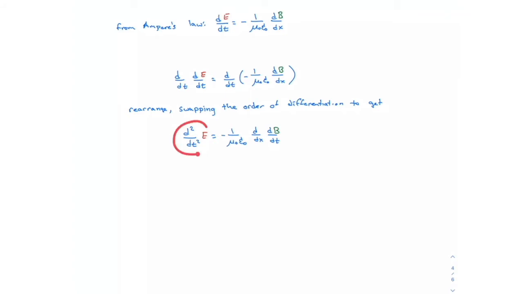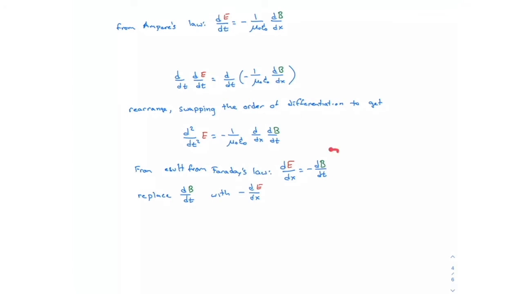So on the left side, I have the second time derivative of E. On the right side, I have this constant pulled out, and now I've switched the order of differentiation. So first I'm going to take the time derivative, then I'm going to take the spatial derivative. And the reason I do that is because my result from Faraday's law tells me what the time derivative of the magnetic field is. So if I've got an expression for the time derivative of the magnetic field, I can just plug in minus dE/dx right there. So I'm going to replace this term with minus dE/dx.